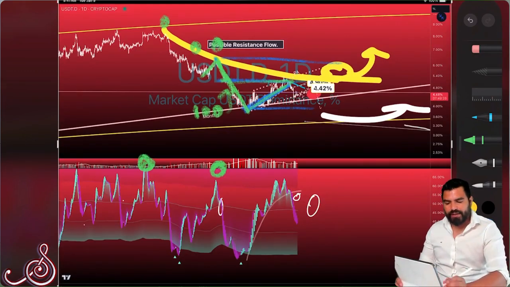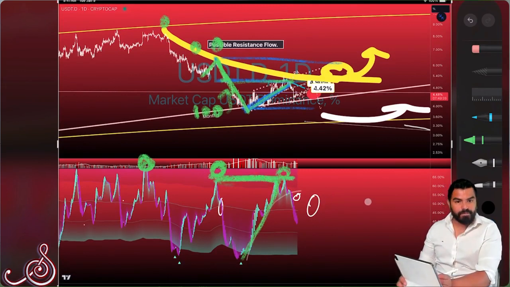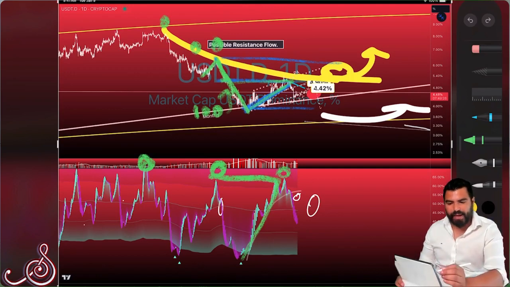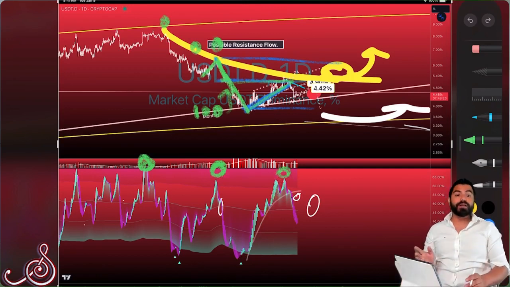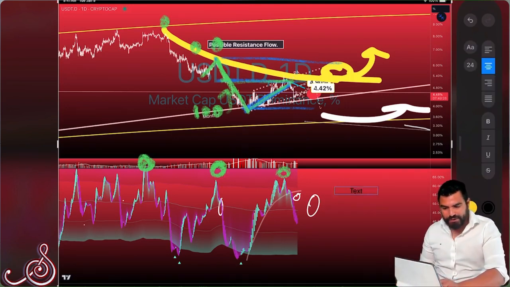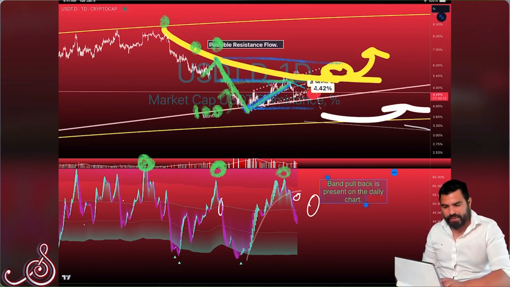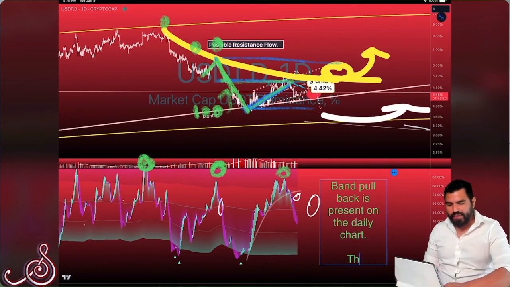However, the RSI has a pullback that's over 100%. So we have something called band pullback, or what I call band energy. This is how I read RSI. I don't read it like everybody else. Now, all I have to do now is put some text on here, show you what I mean. Band pullback is present on the daily chart. This is a big deal, by the way. Yeah. Band pullback is present on the daily chart. This is bullish for Bitcoin.